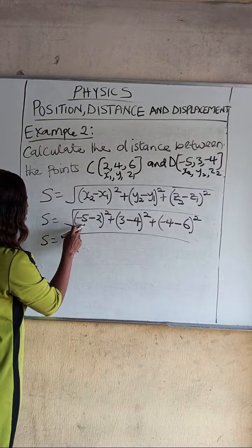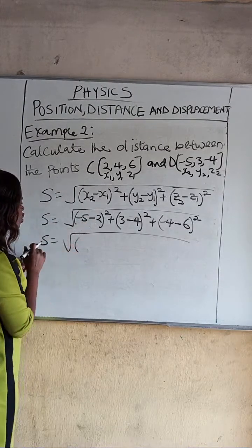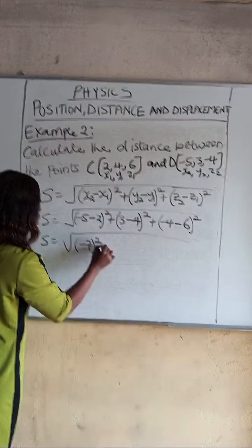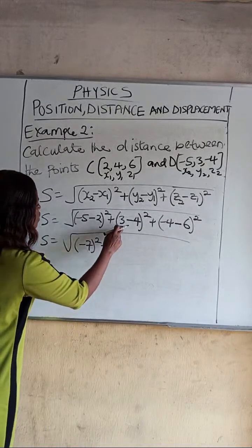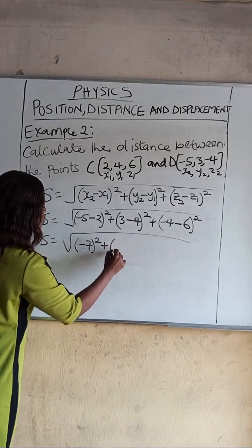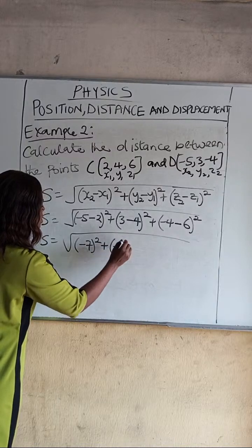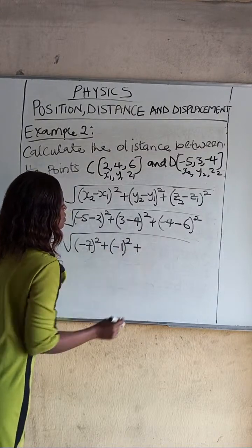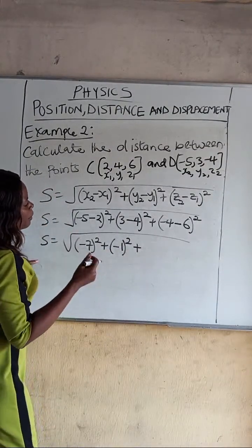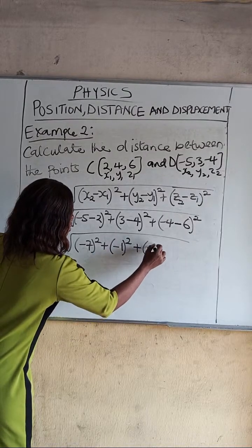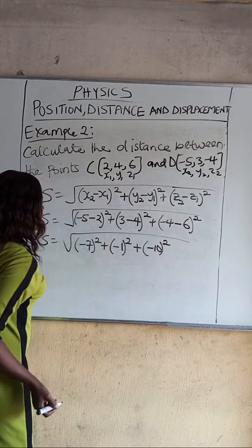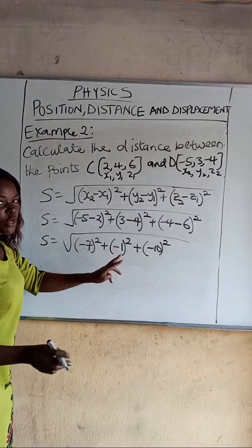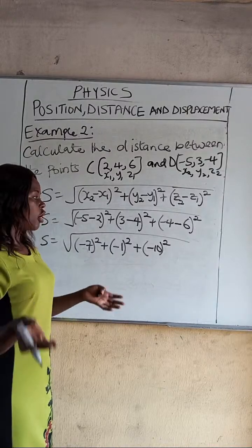X is equal to root of, what is this? I have -5 minus 2, which gives me -7. I have -7 all squared plus 3 minus 4, which gives me -1, all squared, then plus -4 minus 6, which gives me -10 all squared. Remember that if you are squaring a negative sign, the negative sign will disappear because it has no effect on what we are doing.